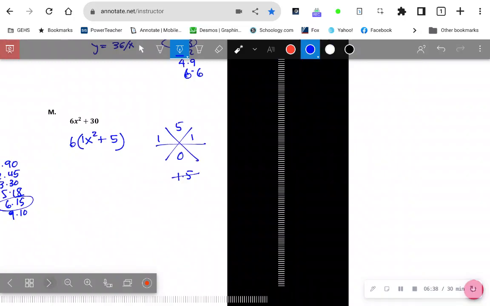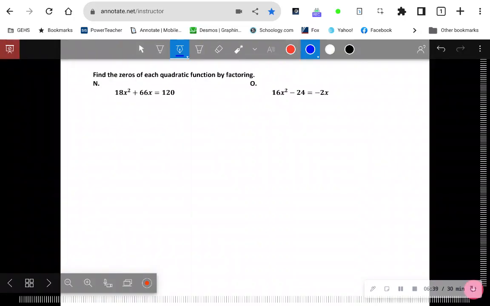Okay, so we will pick up. Actually, I think I'm going to go ahead and do these two problems, okay? So we're supposed to find the zeros. I'm going to bring back this equation here so that it actually says 0.